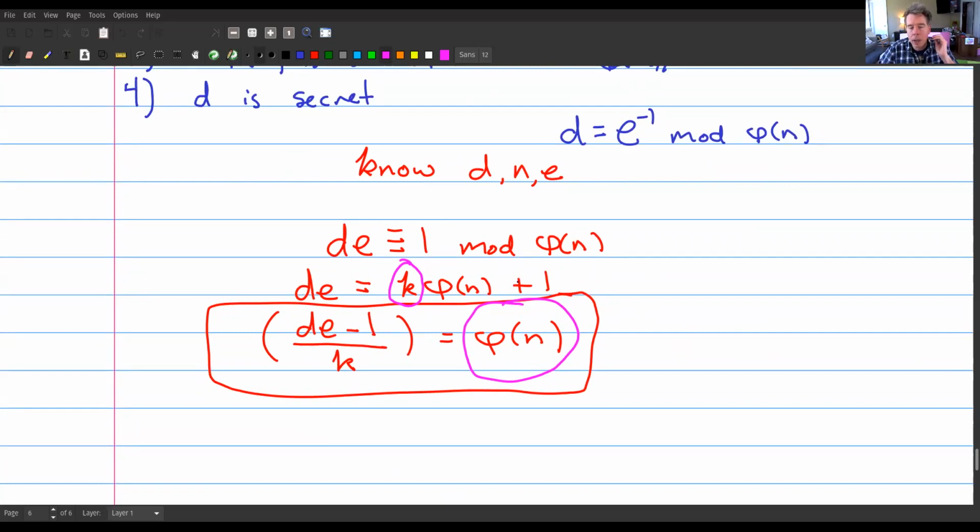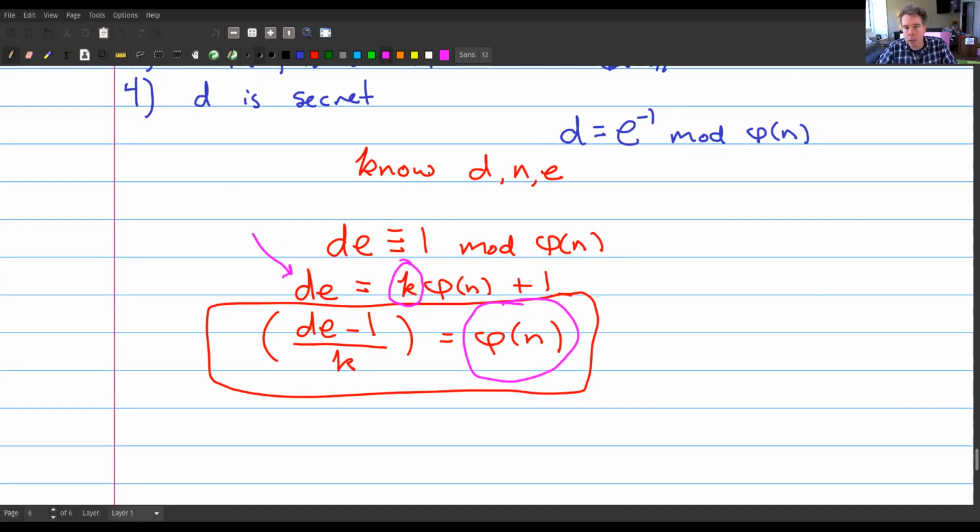And actually, I'm glad you asked that, Aiden, because now I see why K is small. It's because D times E is going to be at most like phi squared, right? And especially if E is a small number, then this is not going to be such a big product. You're not going to need K to be very big to get up that high.